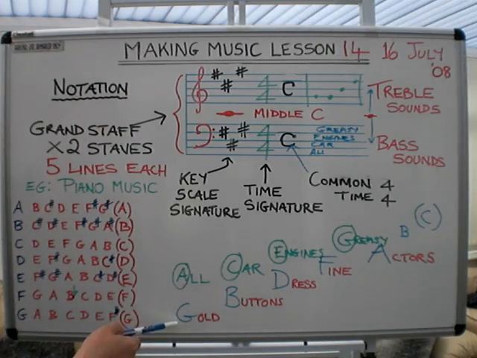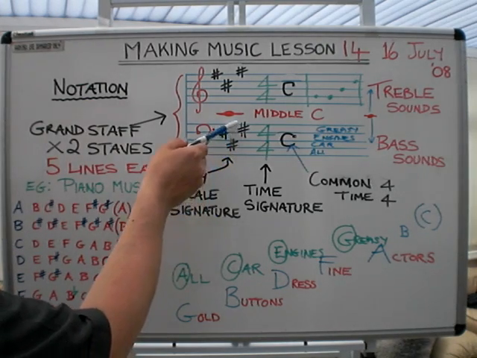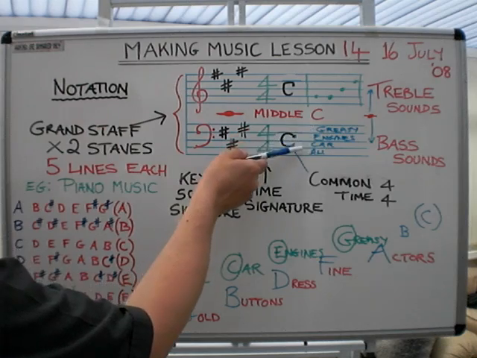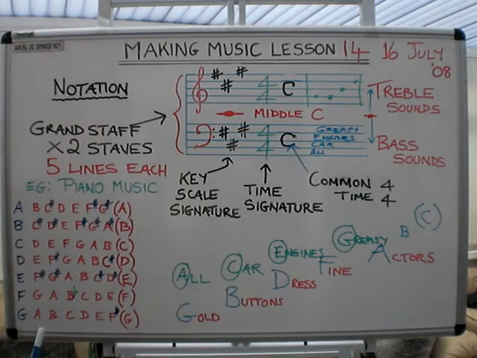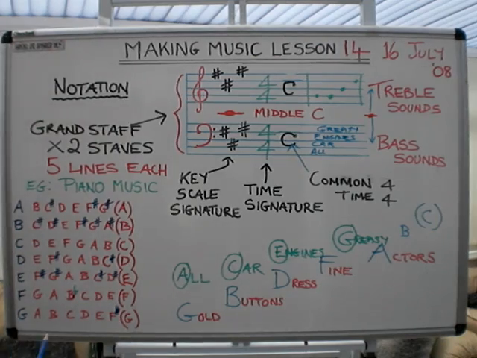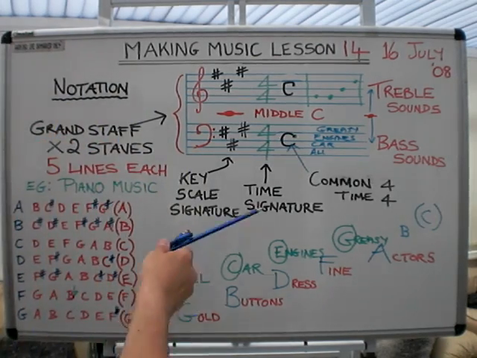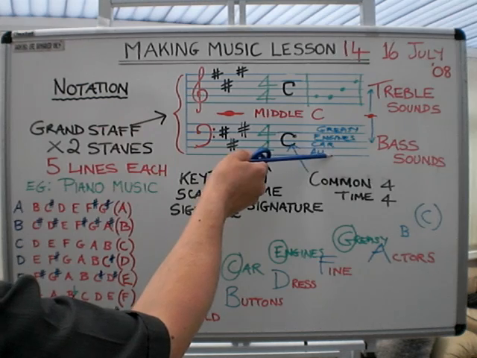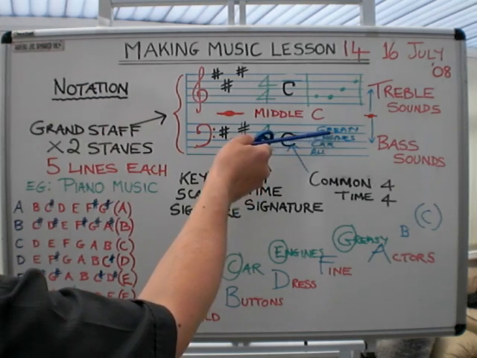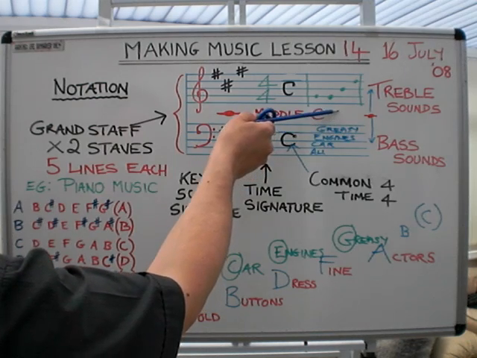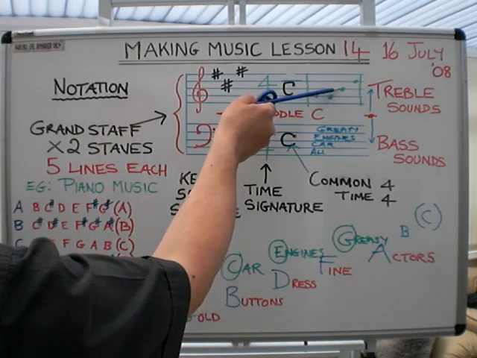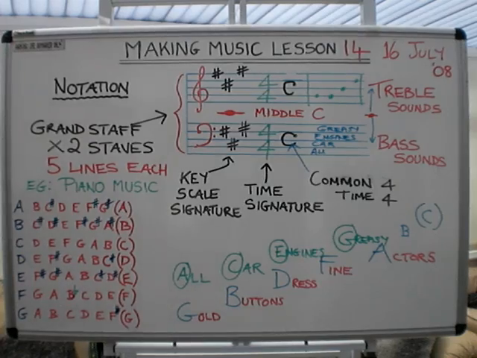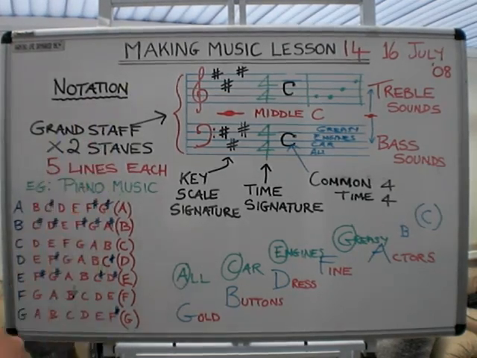So we've covered the lines: gold, buttons, dress, fine, actors. And now we've covered the spaces in between: A, C, E, G, all car engines greaser. So that's probably enough to cover about music notation. So we've just basically got, okay, on the line G, then we've got A, B, C, D, E, F, G, A, B, middle C, D, E, F, G, A, B, C, D, E, F, and so forth. That's as much as you probably need to know for normal music notation.